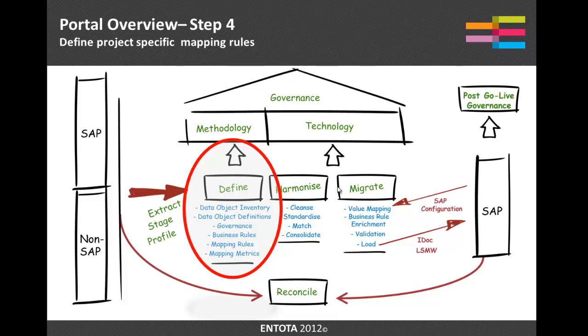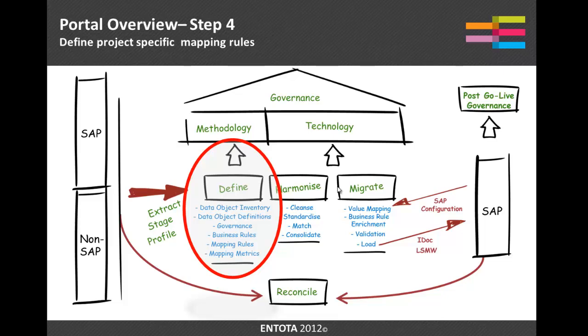Moving into step 4, we're now getting into the process. We've defined our data object inventory and our definitions. We've got our business rules from a target perspective. Now we're going to enter a project. At this point, we're going to start saying, okay, what is my source application landscape, and how am I going to create my mapping specifications for that?